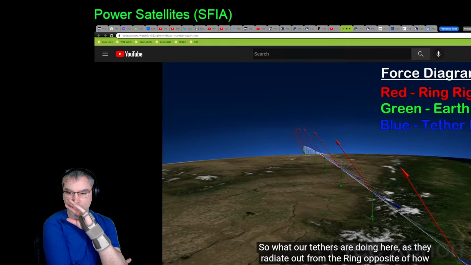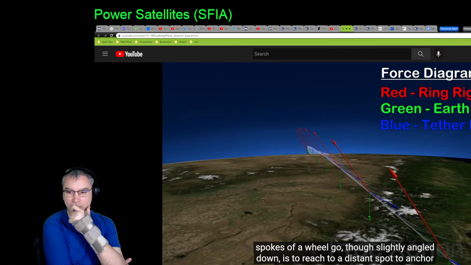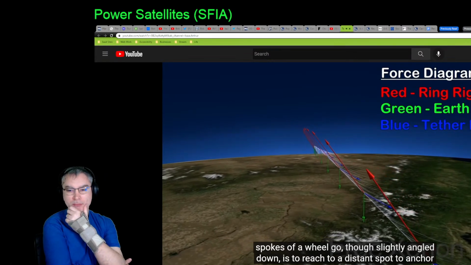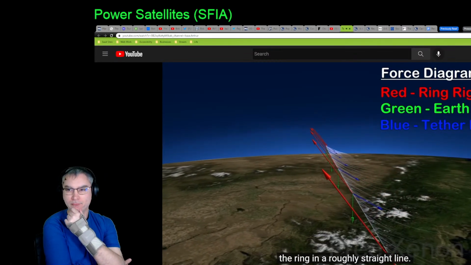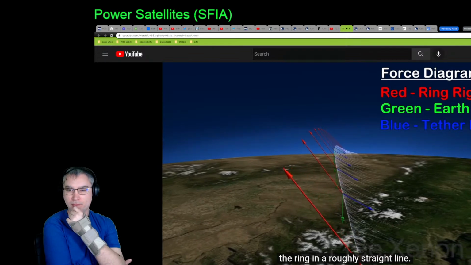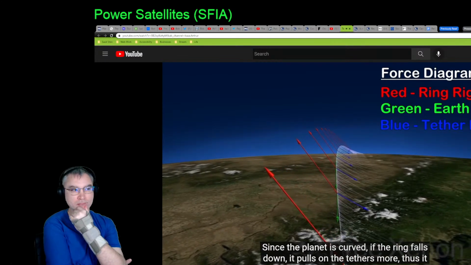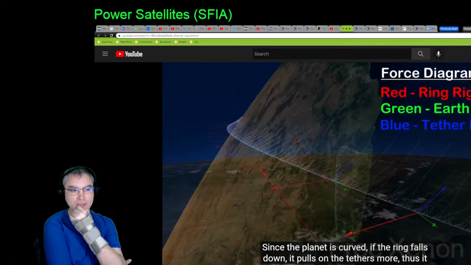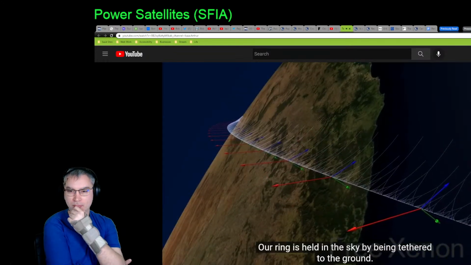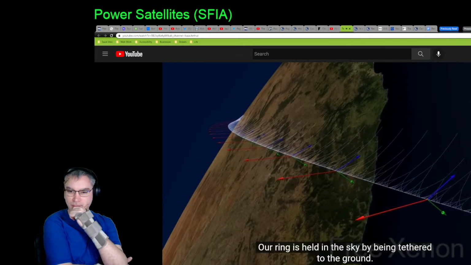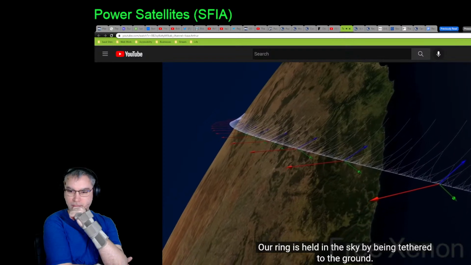So what our tethers are doing here, as they radiate out from the ring opposite of how spokes of a wheel go, though slightly angled down, is to reach to a distant spot to anchor the ring in a roughly straight line. Since the planet is curved, if the ring falls down, it pulls on the tethers more, thus it cannot fall down. Our ring is held in the sky by being tethered to the ground.